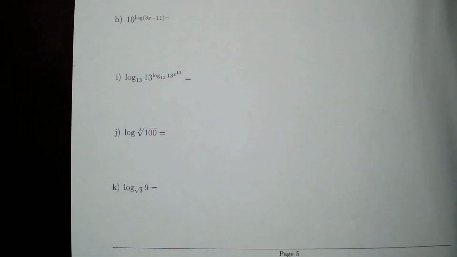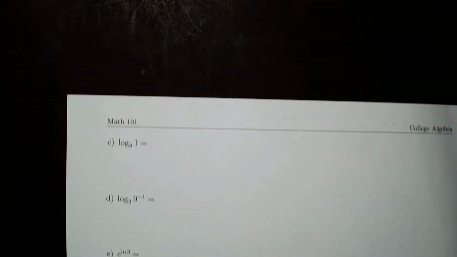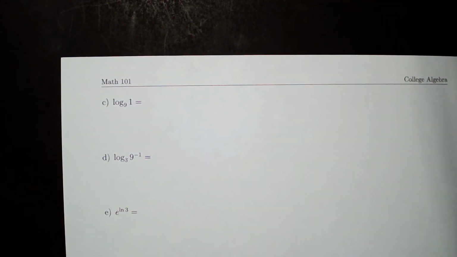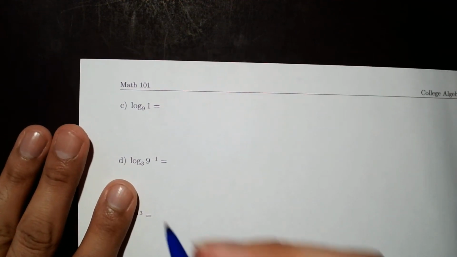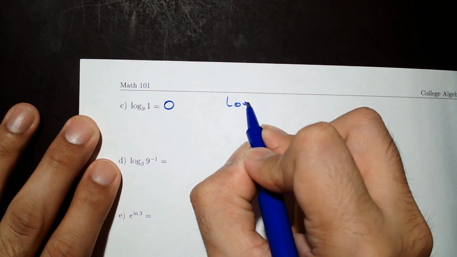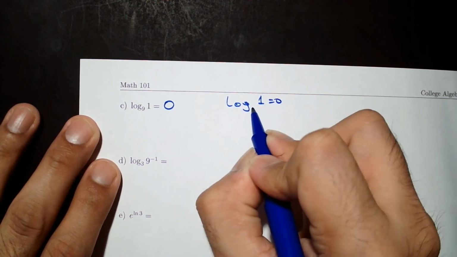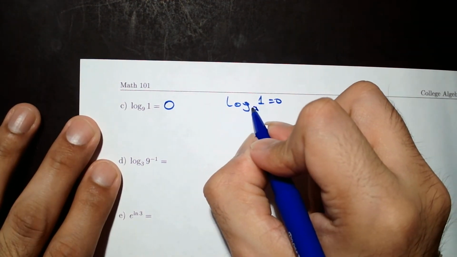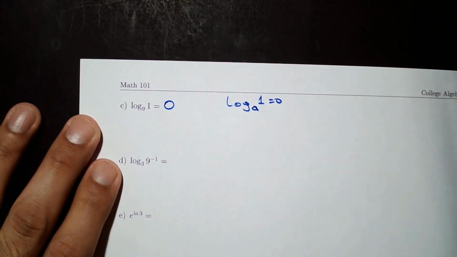Let's look at the next example on the next page. So, log base 9 of 1, in this case, is 0, because regardless of the base, log of 1 is 0.